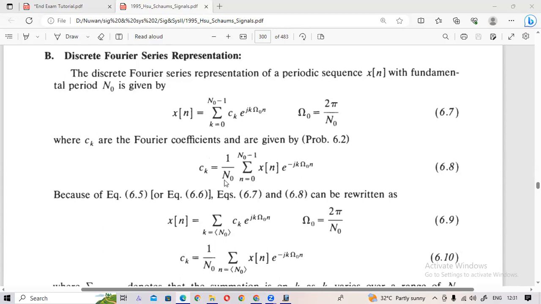So these identities will be given, and you have to know how to apply them.